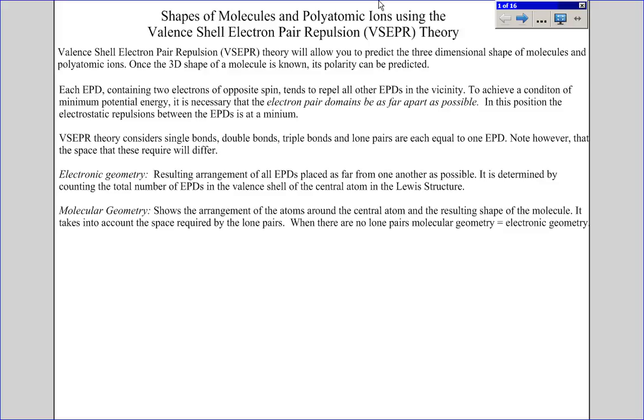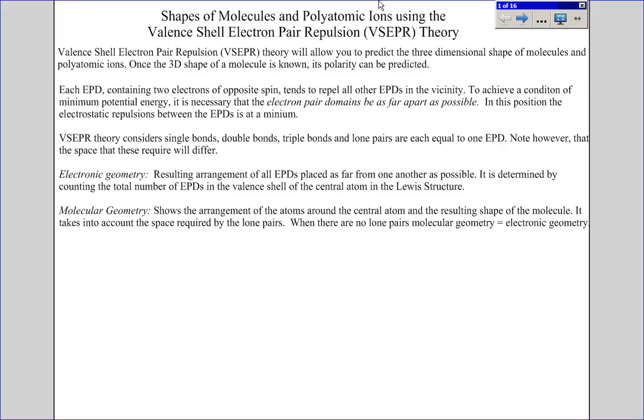In this theory, single bonds, double bonds, triple bonds, and lone pairs are all equal to one electron pair domain. So electron pair domain is like an area of space where electron pairs can be found. Now, each of these will require a different amount of space, which we'll discuss as we go through.